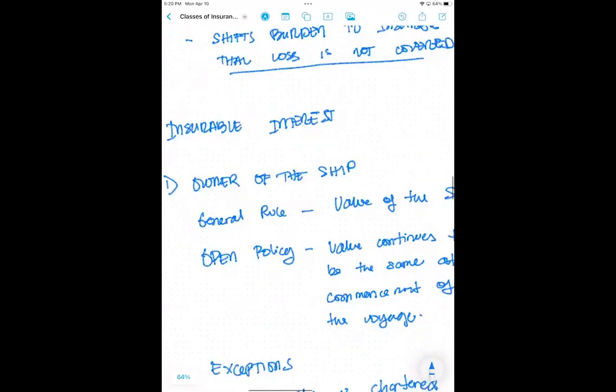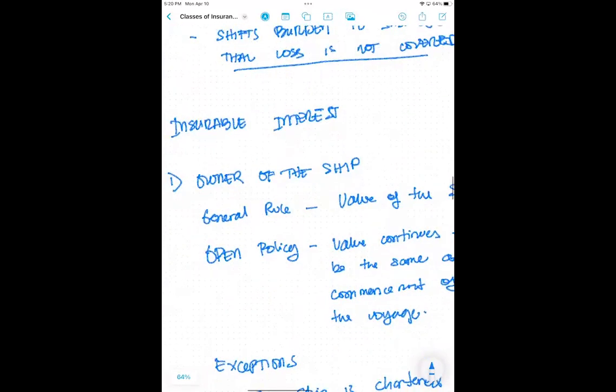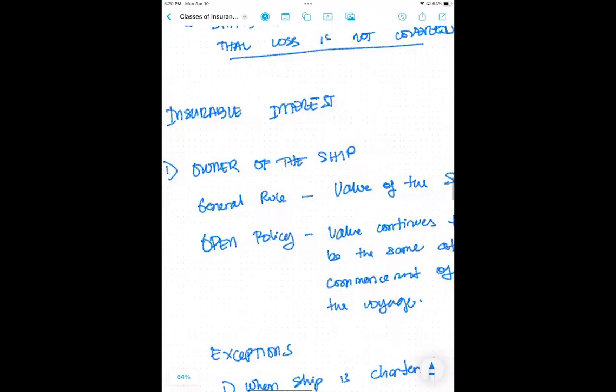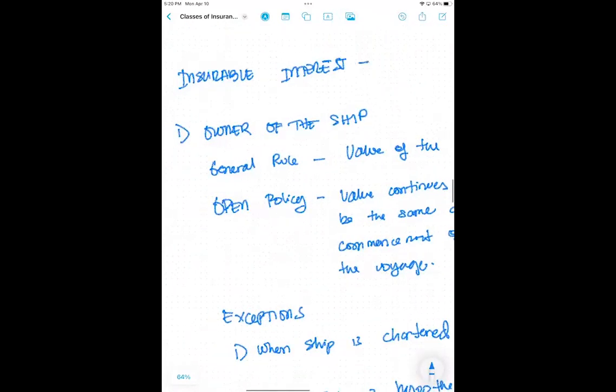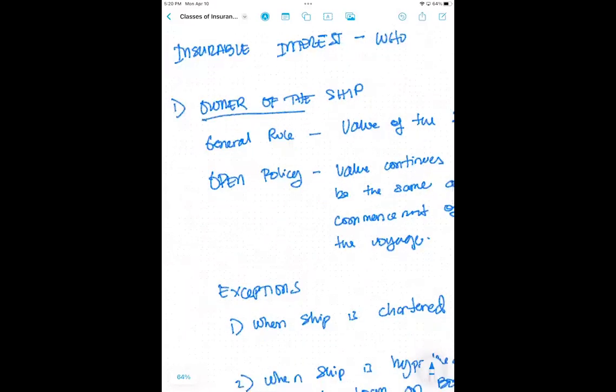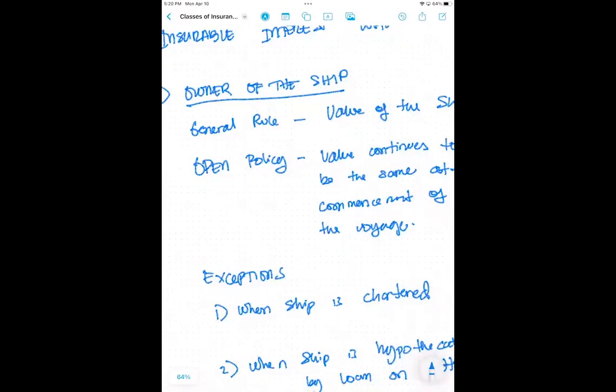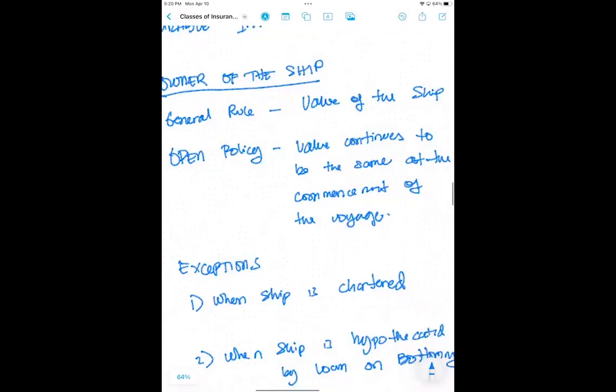All right, so let's proceed now to insurable interest. Okay, now question, sino ba? Who are the parties or persons that have insurable interest in marine insurance? So we have here the owner of the ship, syempre, right? So if you own the ship, you definitely have insurable interest on that ship.